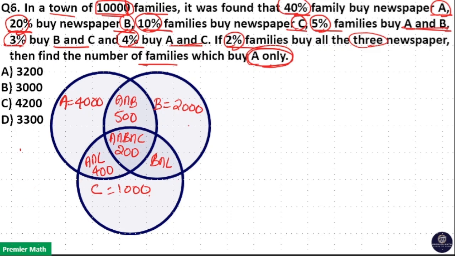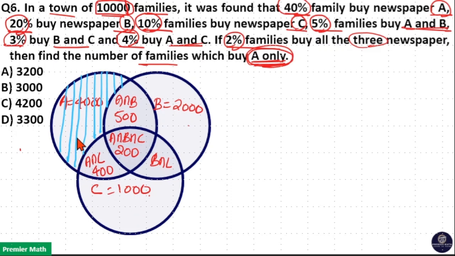Now we need to find out A only. A only means this first full circle is newspaper A. But here we need to find out A only. A only means this shaded portion. This shaded portion is A only. We need to find out the value of this shaded area. This is the A only portion.